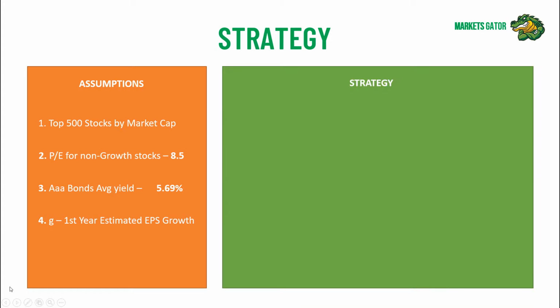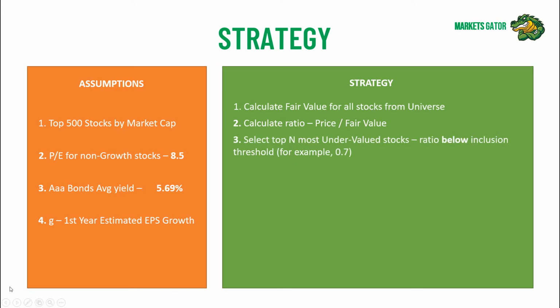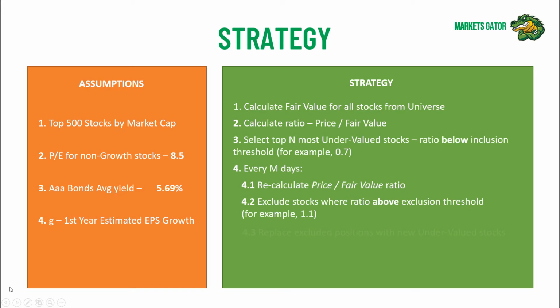Here is my strategy. At start, calculate fair value of all stocks from universe of 500 top market cap stocks. Calculate ratios, price to fair value for each stock. Select N most undervalued stocks with ratio below inclusion threshold. I'll start with 0.7. Then, every M days, for example, every 1 month or 1 quarter, recalculate fair value and price to value ratios. Exclude from portfolio stocks where ratio is above overvalued exclusion threshold. Let's start with 1.1. Replace excluded positions with new undervalued stocks.